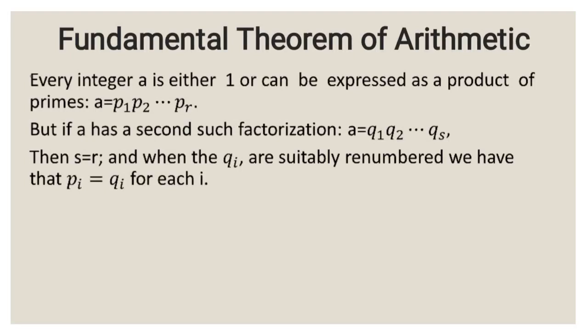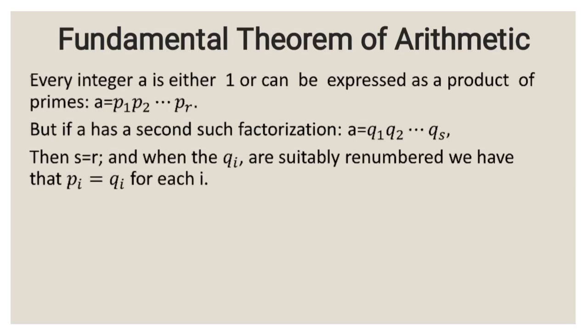So we begin with the theorem which is called the fundamental theorem of arithmetic. I will need you to be able to state this theorem. If you're told to state without proof the fundamental theorem of arithmetic, all you simply state is that every integer a is either 1 or can be expressed as a product of primes. So a equals p1 times p2 all the way to pr.